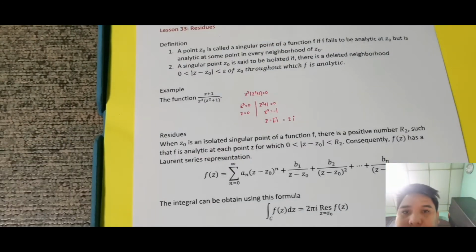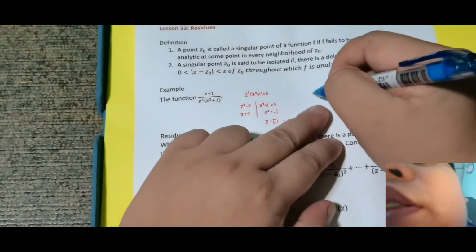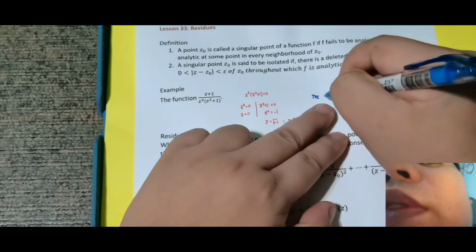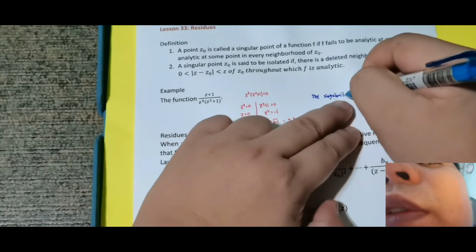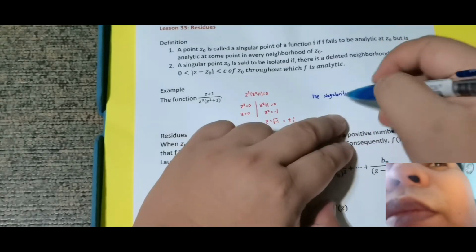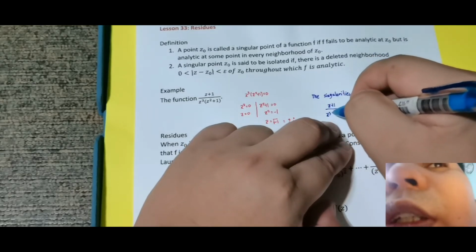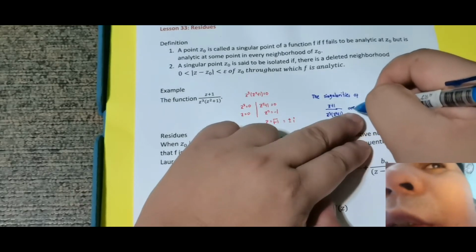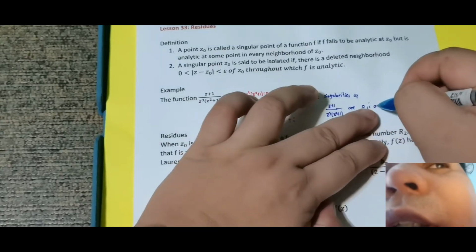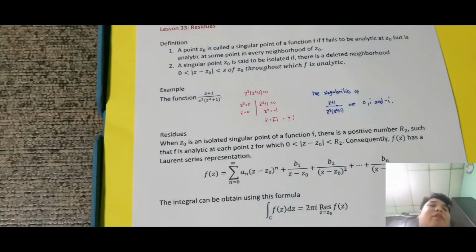Okay, so therefore the singularities of (z + 1) over (z cubed)(z squared + 1) are 0, i, and negative i. Okay, so yung singularities. So hoping naman na-gets mo na ano yung singularities na kasi importante yan dito sa next natin.